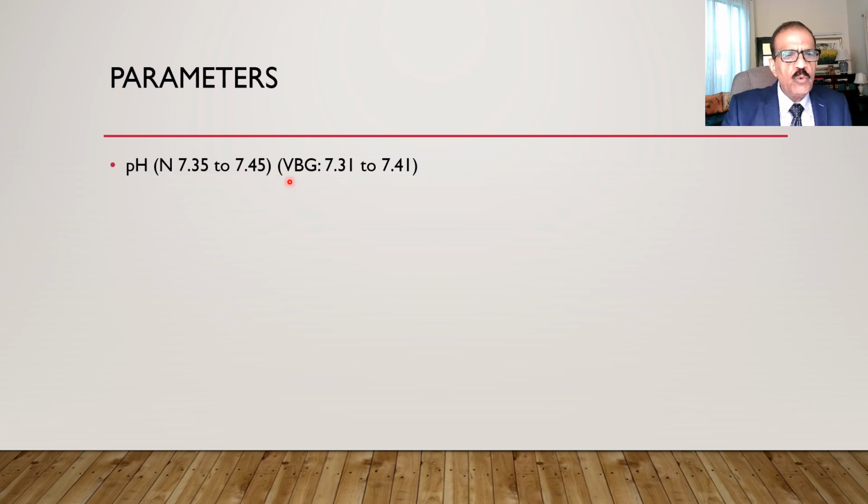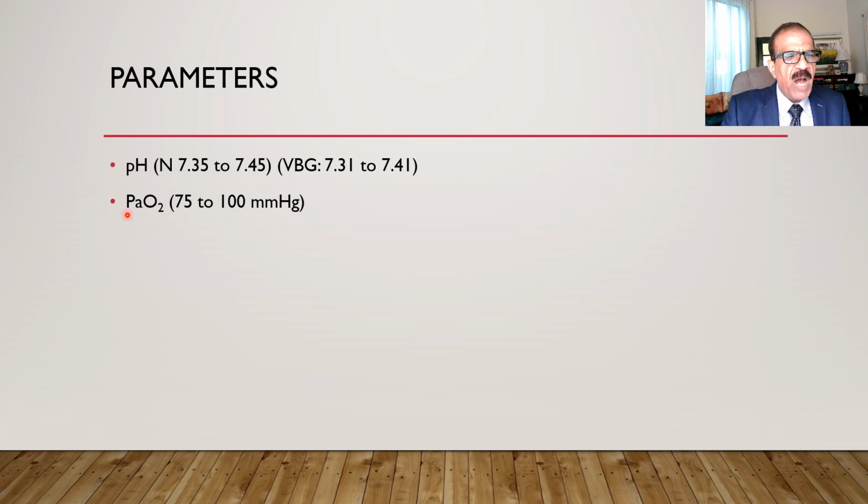Now, if you do venous blood gases, because venous blood gas has got some lactate added to it, and that is an acid. So in venous blood gases the oxygen is extracted, carbon dioxide is added. So venous blood gas pH is typically 7.31 to 7.41. All right, so this is the range.